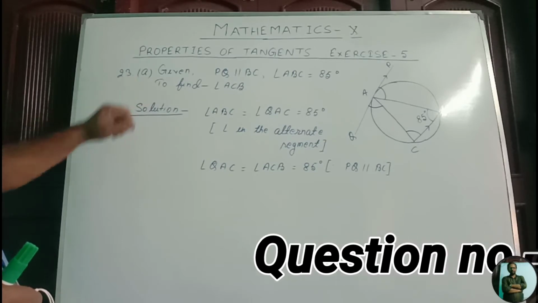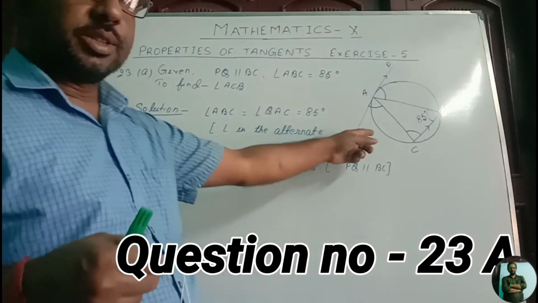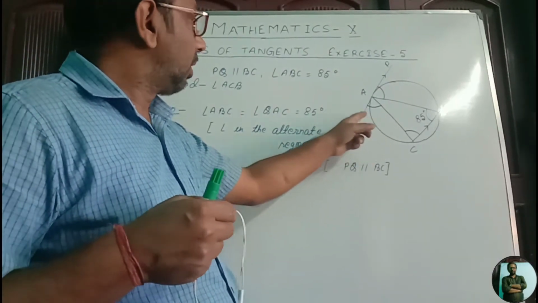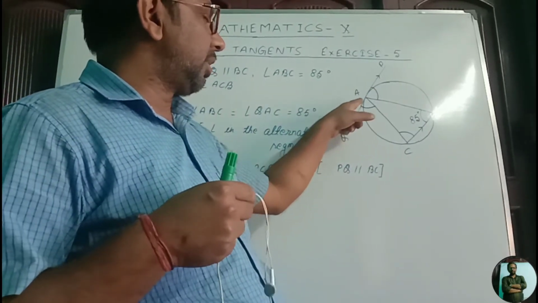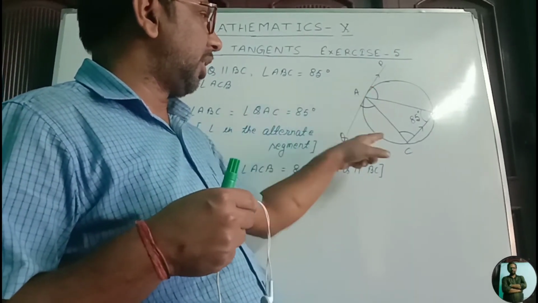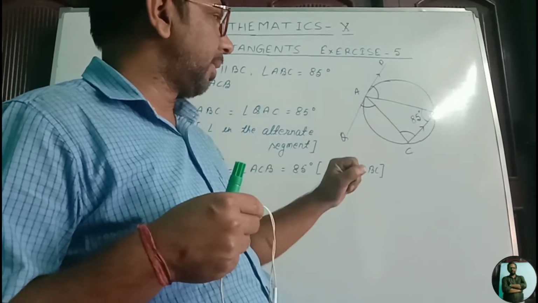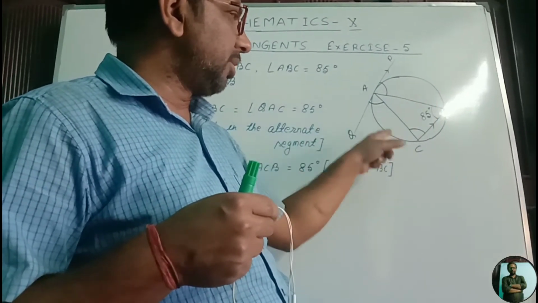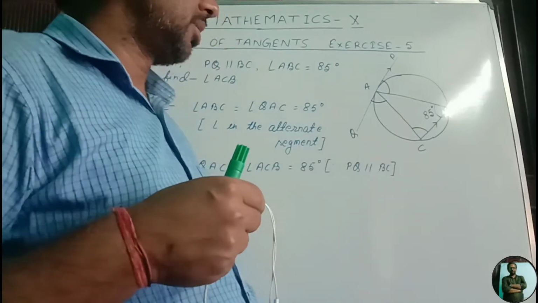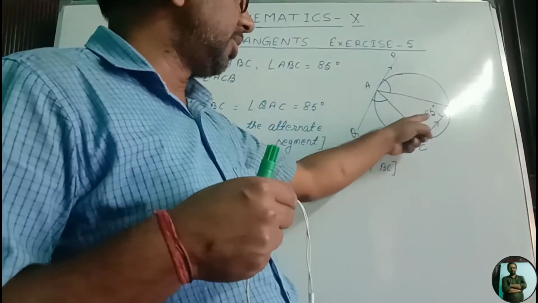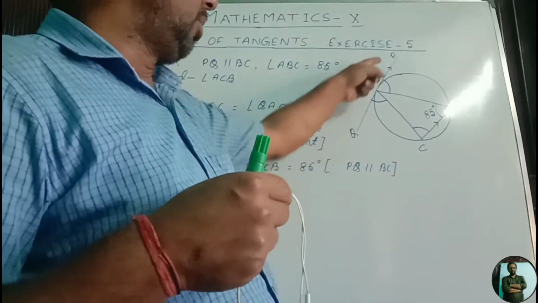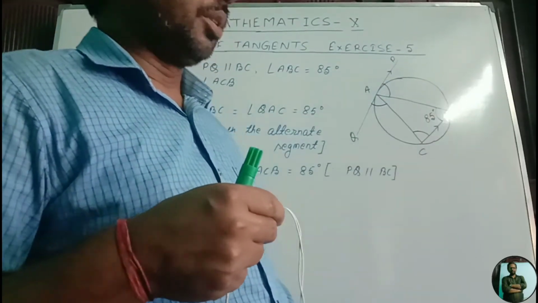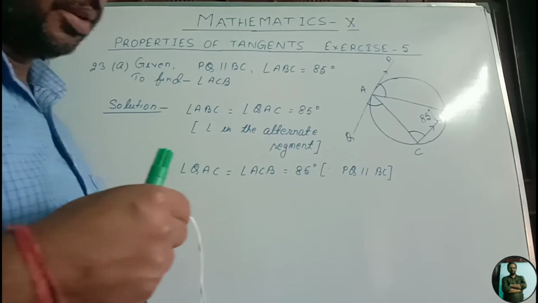Question number 23A. Figure is given. In this figure, PQ is the tangent that touches the circle at point of contact A. This triangle ABC is circumscribed, in which angle ABC is given 85 degree and PQ is parallel to BC. These two informations are given.